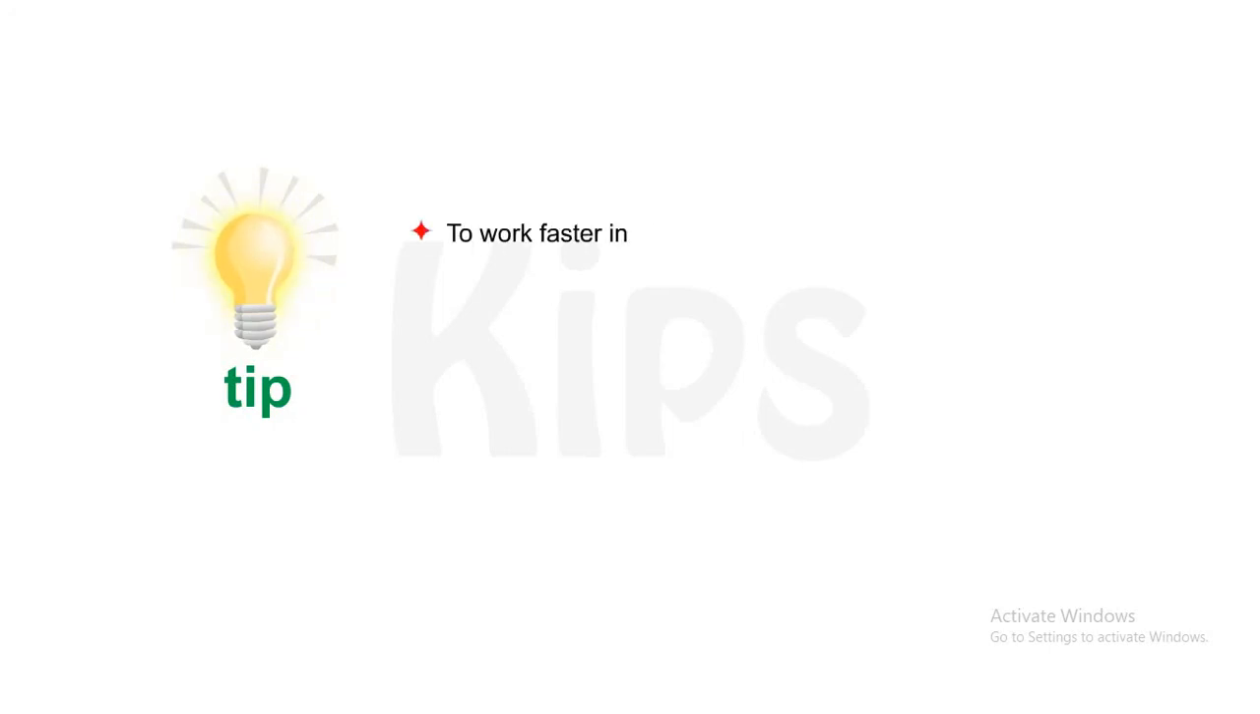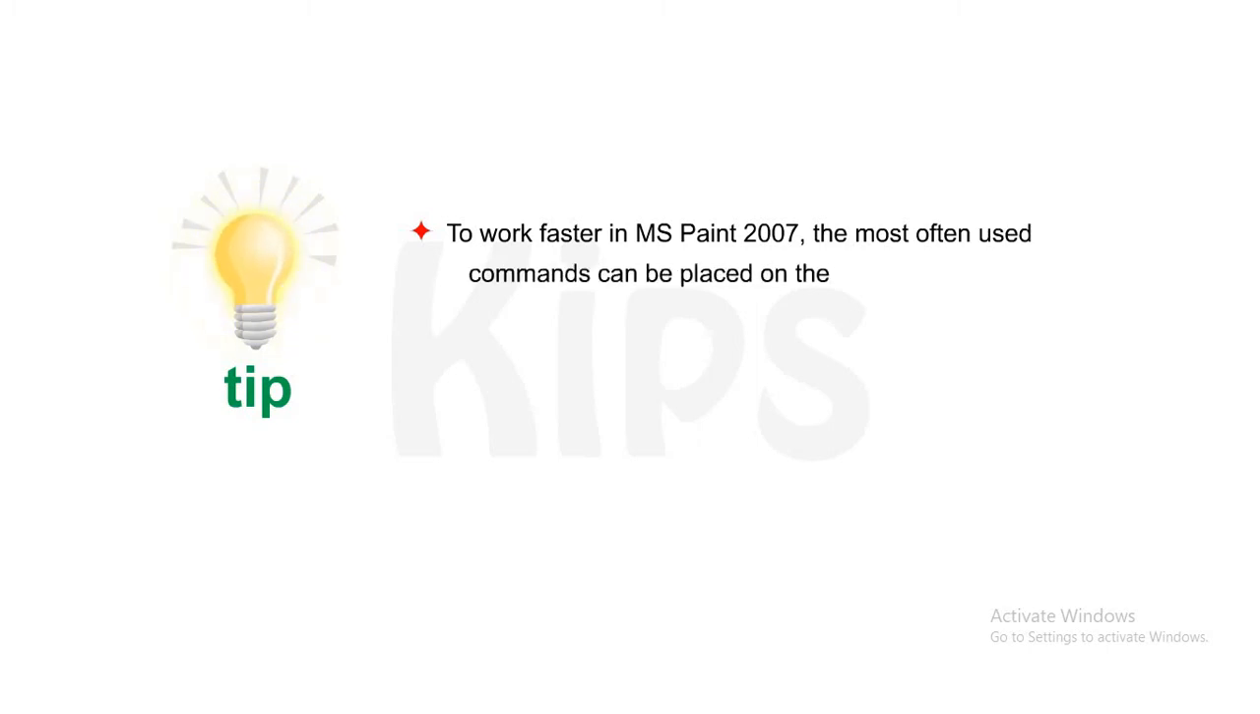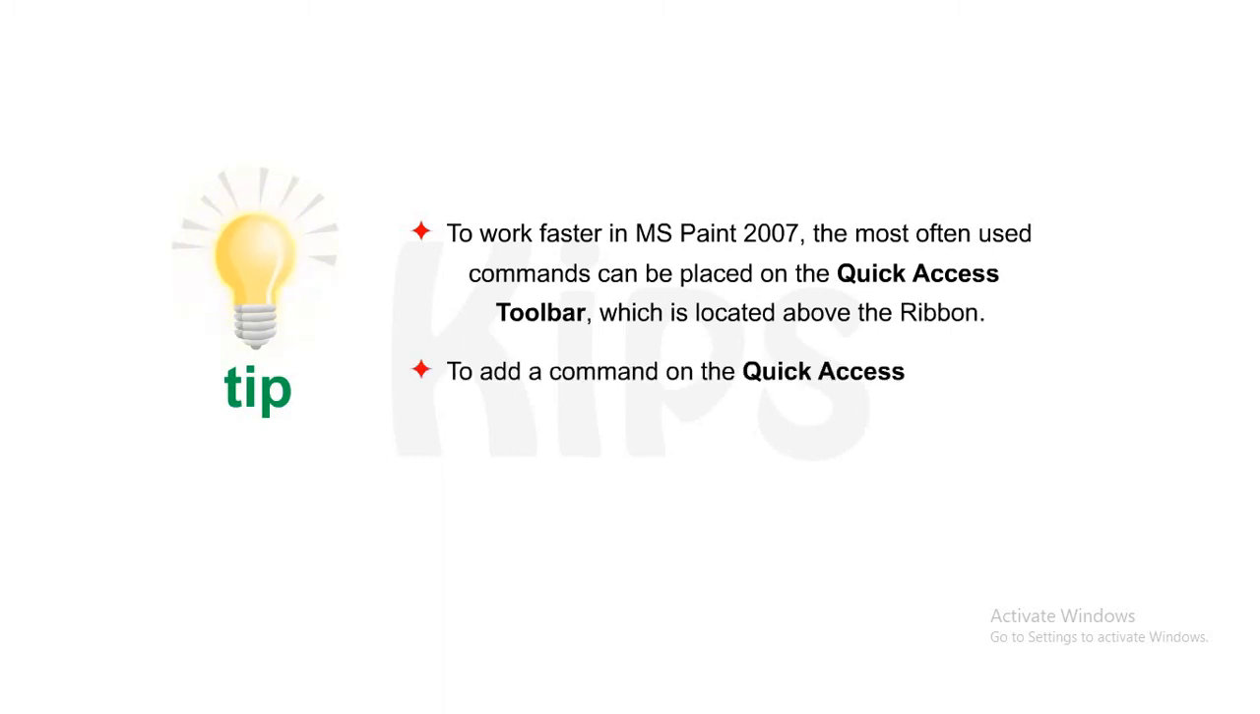Students, let me share a few tips with you. To work faster in MS Paint 2007, the most often used command can be placed on the Quick Access toolbar, which is located above the ribbon. To add command on the Quick Access toolbar, right-click on the command and select Add to Quick Access toolbar option.